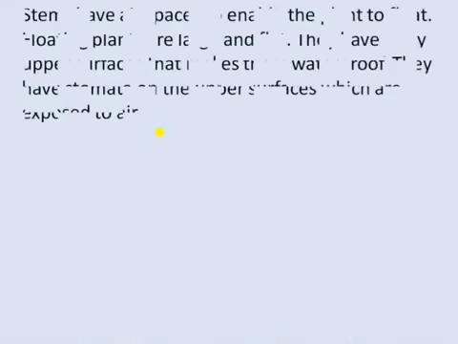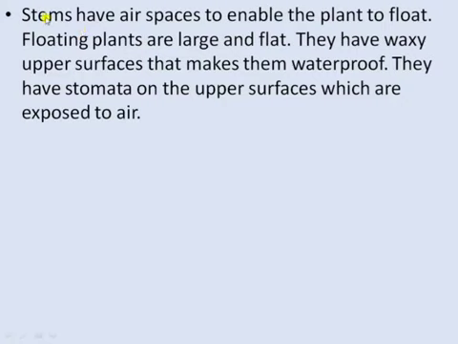Next is about the stems, the adaptation in the stems of aquatic plants. The stems of aquatic plants have air spaces to enable the plant to easily float on the surface of water. The floating plants are large and flat, and they have a waxy upper surface on the leaves or stem that makes them waterproof.